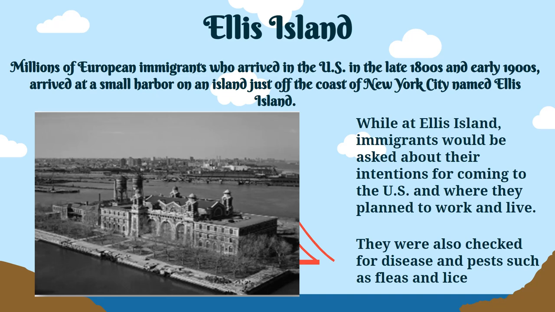They were also checked for diseases and pests such as fleas and lice. So basically, they went through a medical screening to make sure they weren't carrying any diseases from other countries that might hurt the population of the United States. They also wanted to know their plans, so that if they had a good plan, then fine. They wanted to make sure they weren't increasing the population in poverty, so they wanted to make sure they had a plan to work and where they wanted to live.